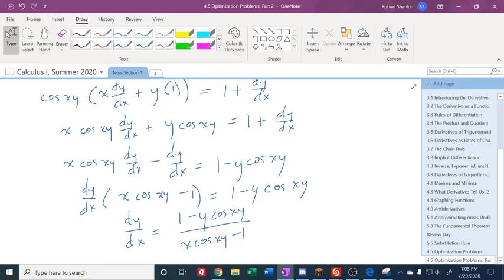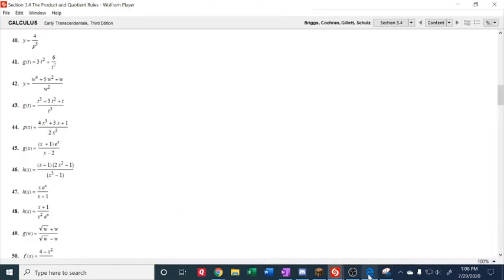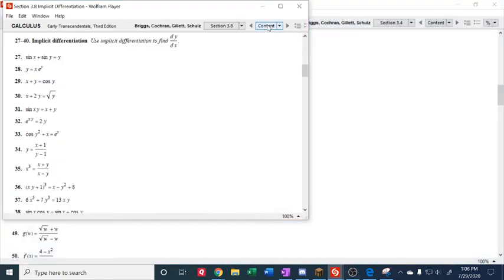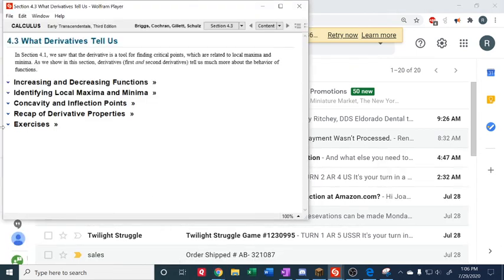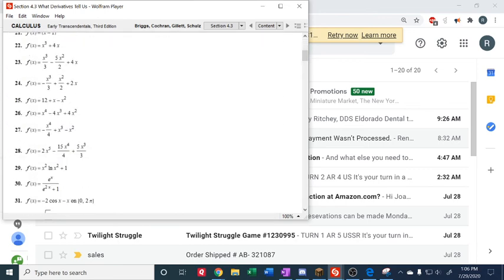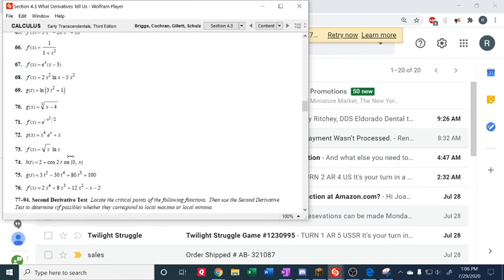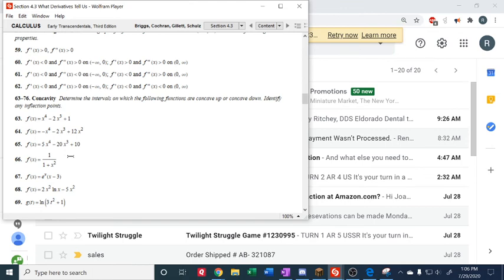Could we do 4.3? Number 73. Okay, that's what section again? 4.3. 4.3 number 73. Okay, determine the intervals with concave up and down.